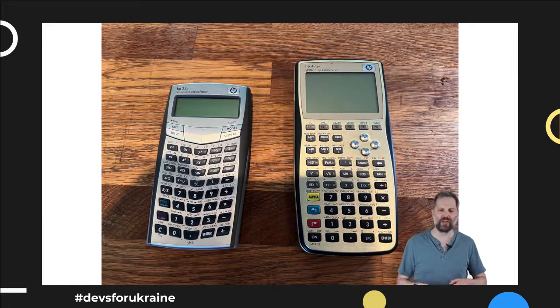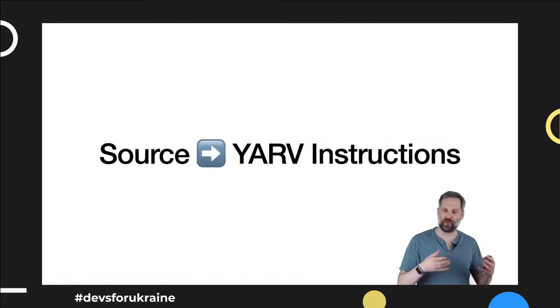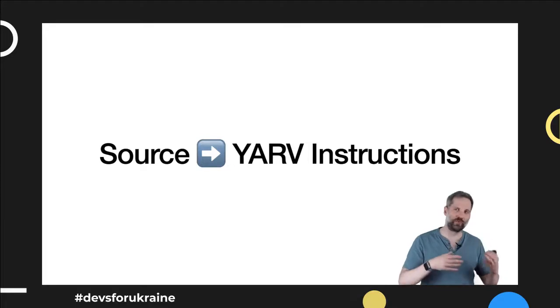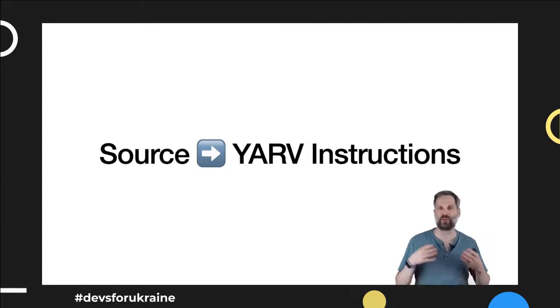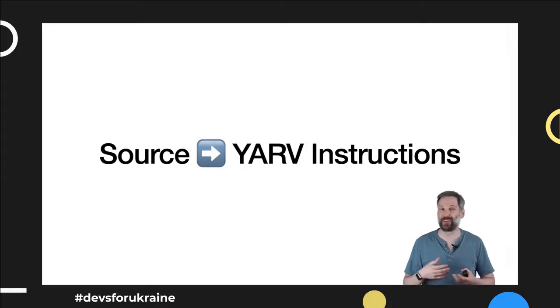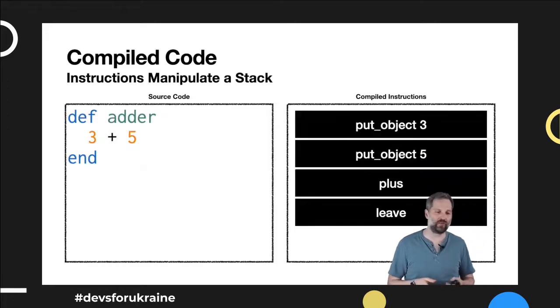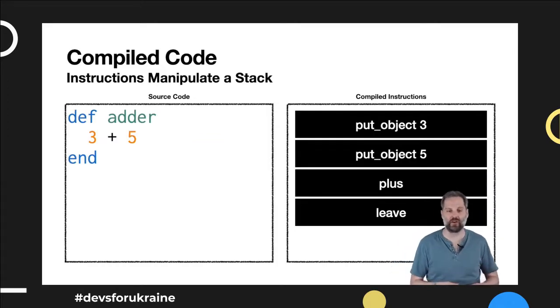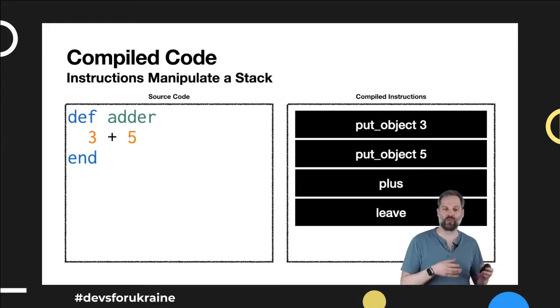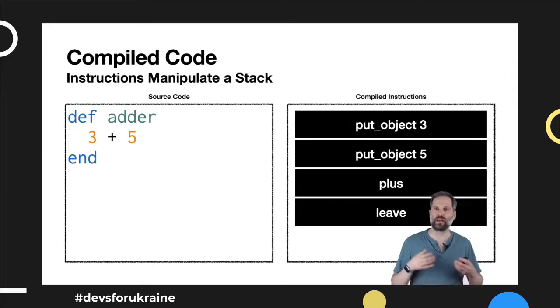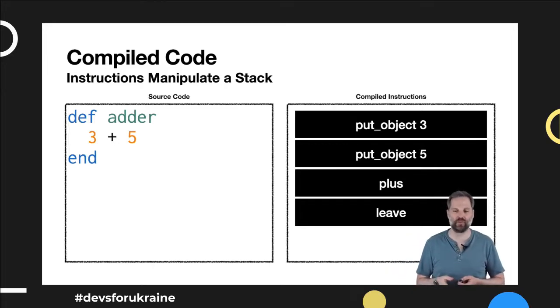But basically, what Ruby does is it takes your source code when you run a program and converts that source code into YARV instructions, and the virtual machine will execute those instructions. And those instructions manipulate a stack. Here's kind of an example. Say we have this function adder. This function adder gets converted into these compiled instructions, and I want to run through these instructions so we can get an idea of how they manipulate the stack.